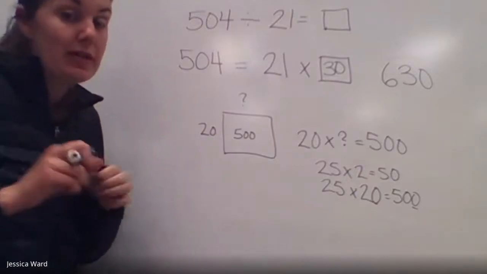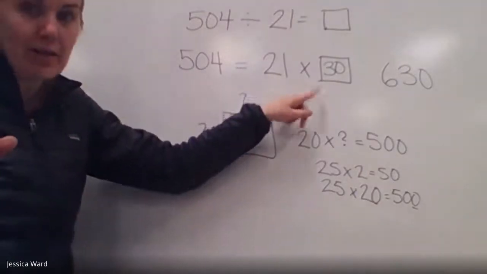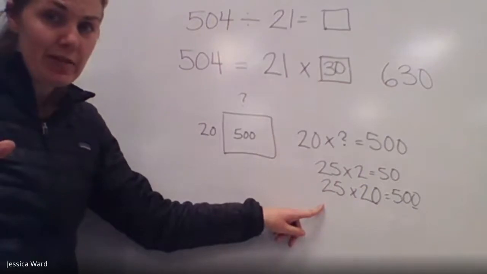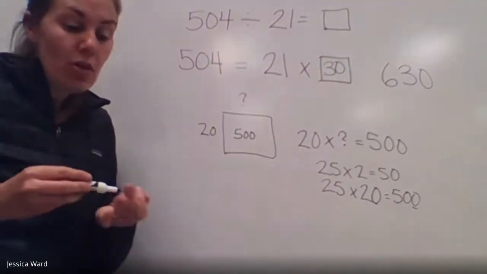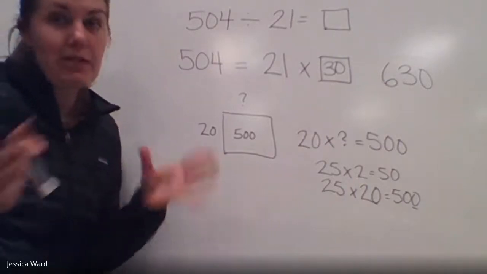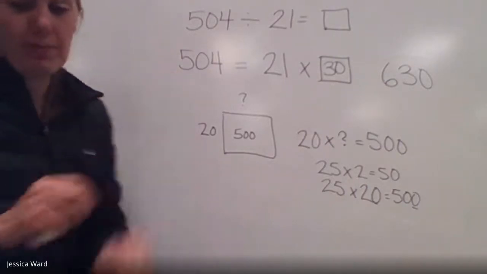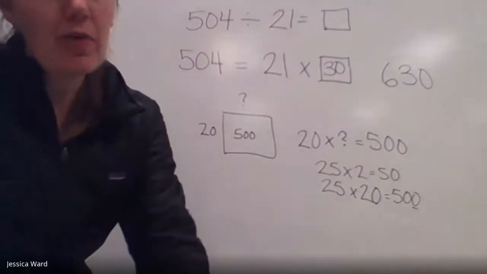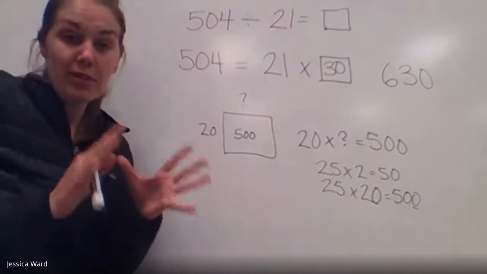So we know that it's between 20 and 30. Is 25 between 20 and 30? Yes. So we know that our number is going to be around 25 to get us our answer of 504. Okay. So we're going to go ahead and not solve this problem.